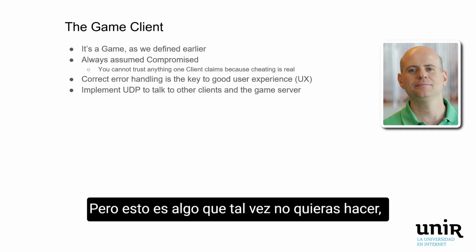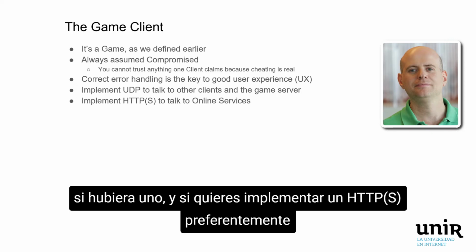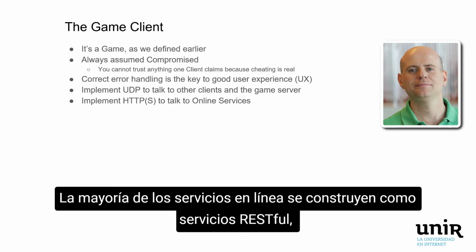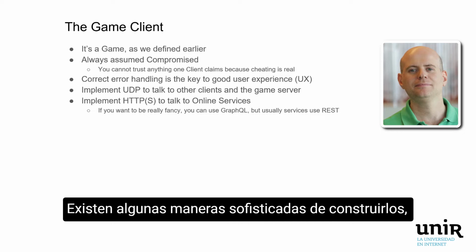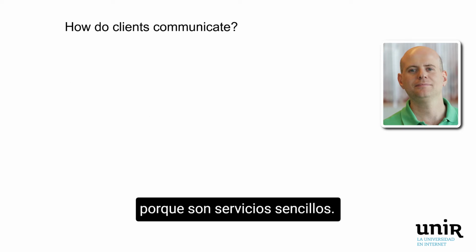The client will very likely implement UDP to talk to other clients if it is really truly necessary. That's something that you maybe do not want to do, and obviously to the game server if there is one. And you want to implement HTTPS preferably to talk to online services. Most online services are built as RESTful services, so they use HTTP or HTTPS to be consumed. There are some fancy ways of building them, like using GraphQL, for example, but usually they're just consumed through HTTP because they're simple REST services.